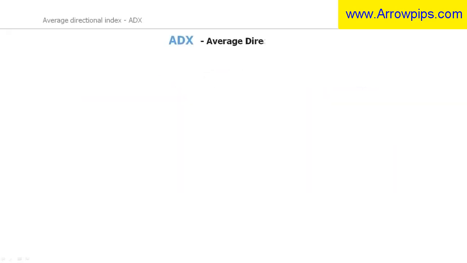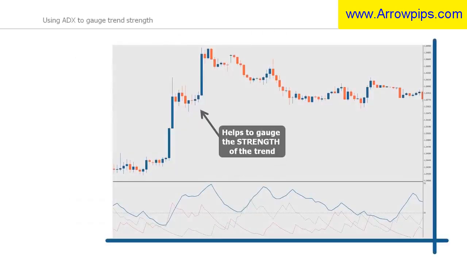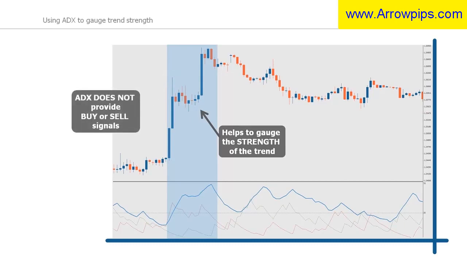The Average Directional Index, or ADX, is used to determine how strong a trend is. It provides the trader with a reading ranging from 0 to 50. The higher the reading, the stronger the trend. Conversely, the lower the reading, the weaker the trend. The ADX is very useful in helping you gauge the strength of the trend. This is beneficial if you are a trend trader and are looking for strong trends which can offer high probability trades. It is important to note that the ADX does not provide buy or sell signals.